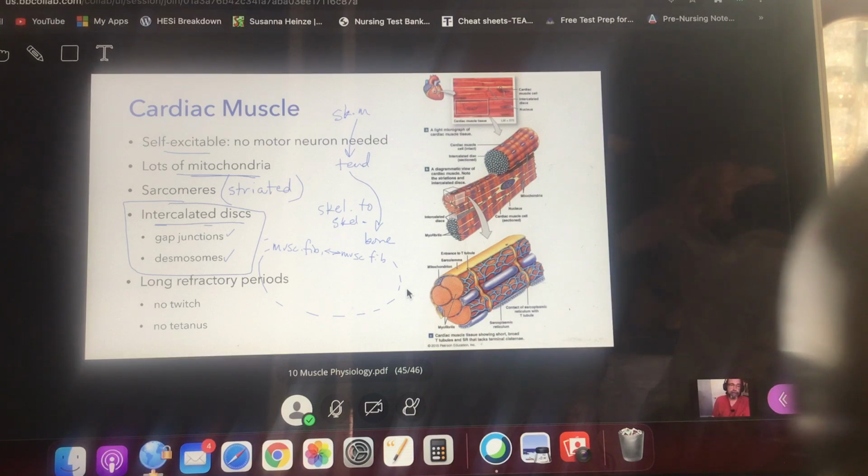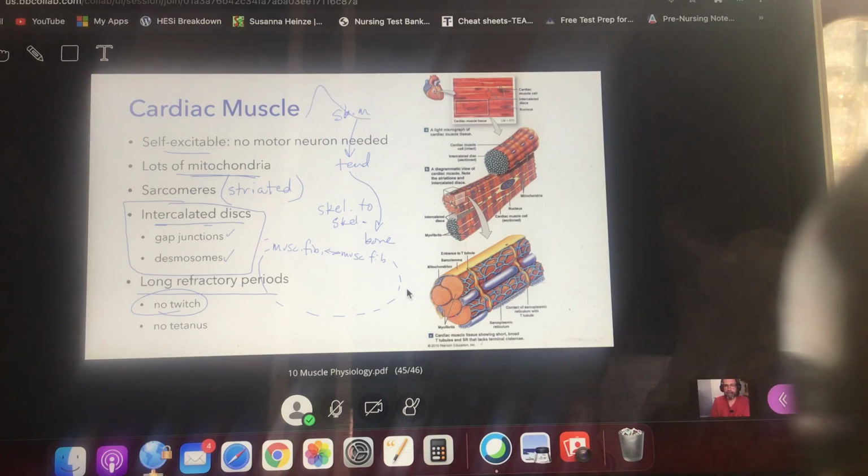They also have extremely long refractory periods. You cannot get a single twitch, even if you take cardiac muscle out of some animal's heart and put it on a myogram. It looks more like this up here at the top. Skeletal muscle does like that.